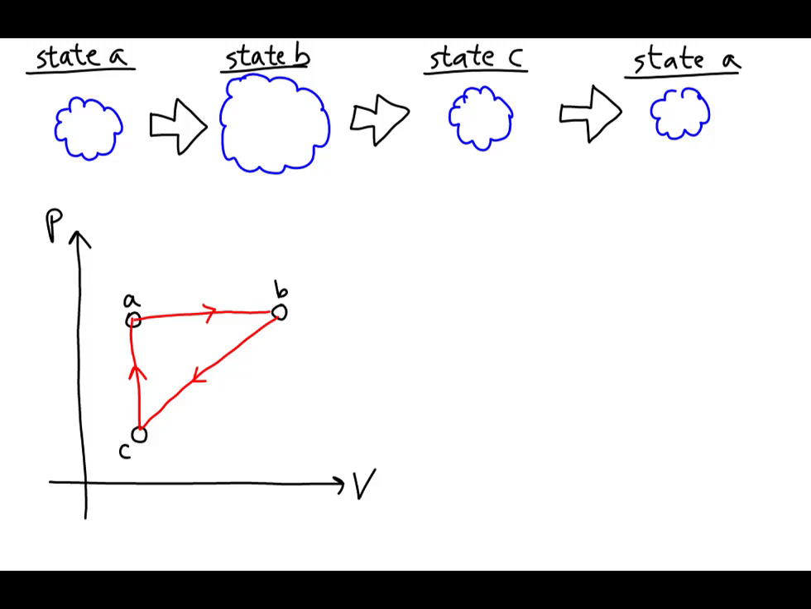It will be useful to look at the work done on the gas in each of the processes that allow it to complete the cycle. Negative work is done on the gas to expand it from state A to state B. Positive work is done on the gas to compress it from state B to state C. And no work is done on the gas to return it to state A.